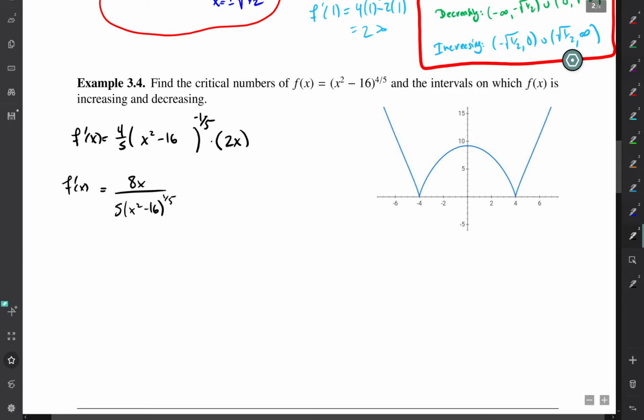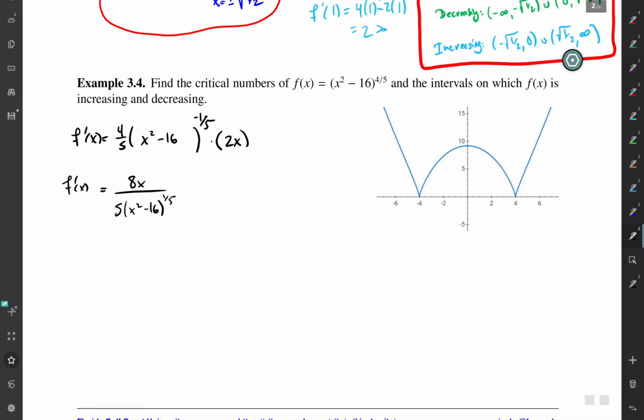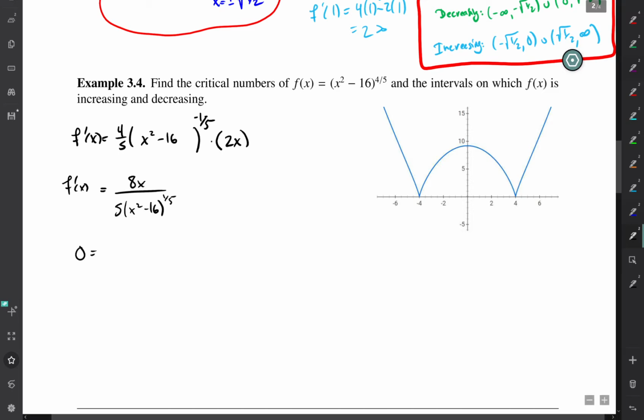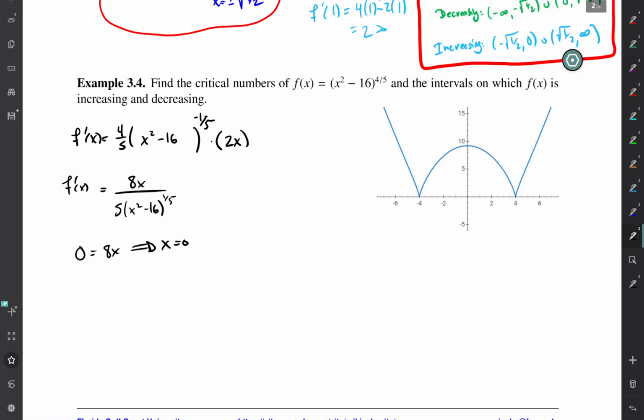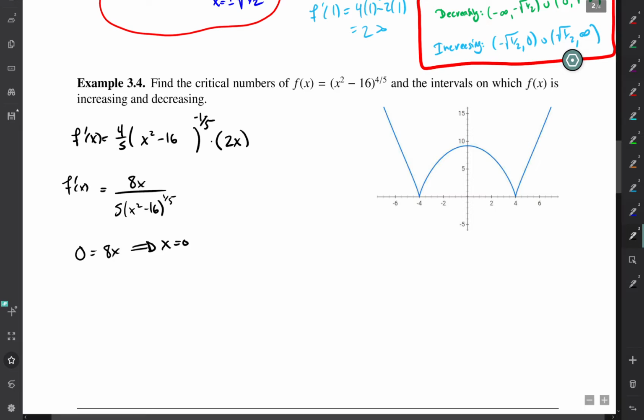Now to find the critical numbers, we need to figure out when this is 0 and when it's undefined. It'll be 0 if 8x equals 0, so x equals 0. That's the one time where the derivative is 0. And it'll be undefined if the denominator, 5 times (x squared minus 16) to the 1/5, equals 0.